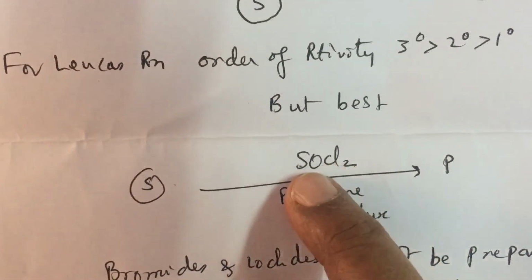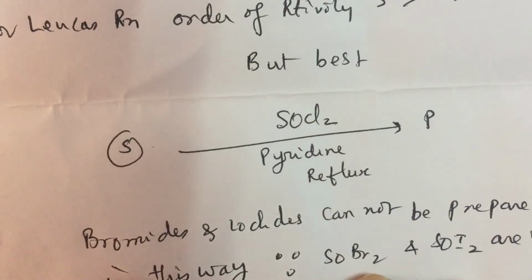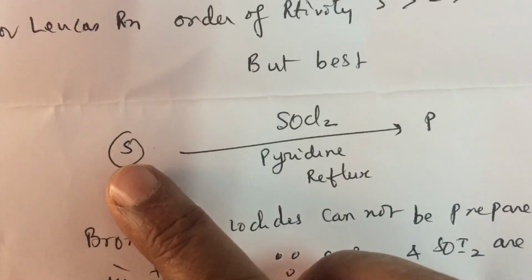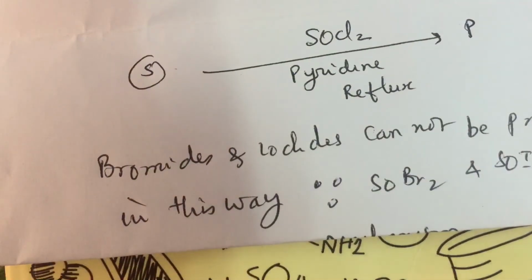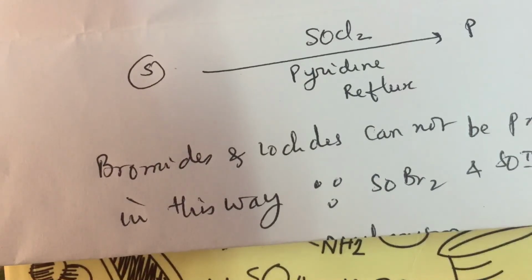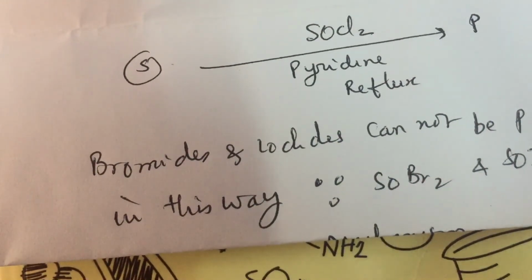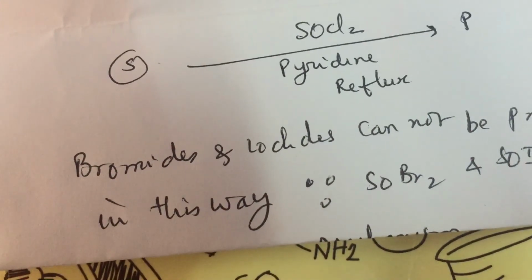However, you can use only SOCl2. SOBr2 and SOI2 are very unstable, and therefore you can't prepare bromo or iodo derivatives using this method. And how does the reaction proceed? The mechanism we can postpone at this point of time, but we will try to do it in the next video: how HX is going to react with alcohol, and what the SN1 and SN2 mechanisms are. Briefly, we will see that in the next video. But that's all.